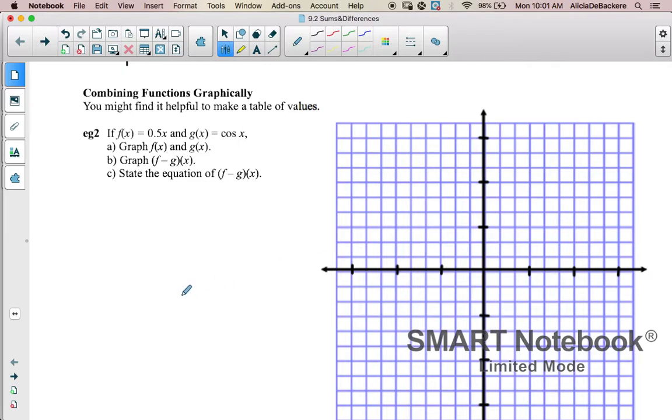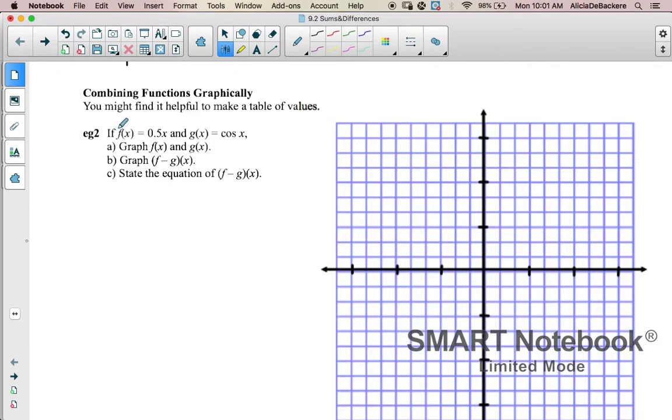All right, in our next example, we're going to combine functions graphically. Now, you might find it helpful to make a table of values whenever you're doing the different graphs, but you don't have to. I'm going to show you that strategy in this example, and then I'm going to talk about what's another strategy that I could use.